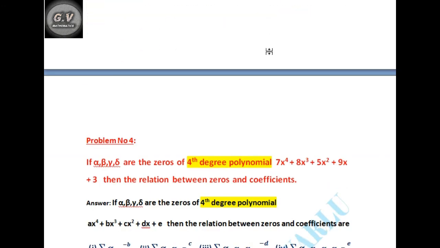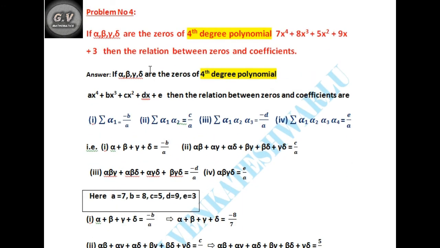Finally we are going to discuss the relations between zeros and coefficients of the fourth degree polynomial, the biquadratic polynomial. Here it is the biquadratic polynomial. According to the biquadratic polynomial, a fourth degree polynomial always contains at most 4 zeros.